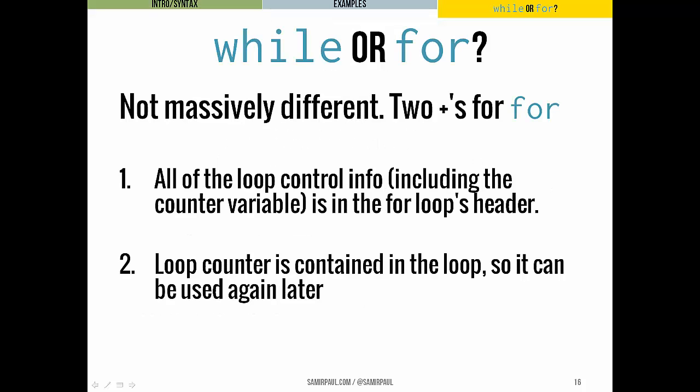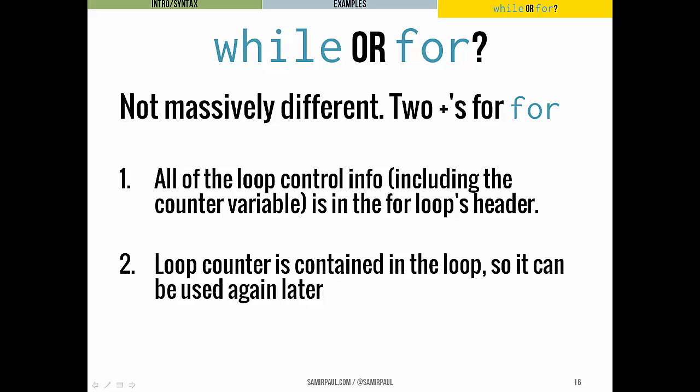Now, one question that remains is, when do I use a while loop? When do I use a for loop? All right, well, certainly if you're using a task-controlled loop, there's a good chance you want to use a while loop. But honestly, the two structures are not massively different. There are 2 advantages to for loops, particularly if you're using count-controlled loops. The first is all of the loop control info, including the counter variable that you declare, is in the for loop's header. It's all there in one place, which is kind of nice to have it all wrapped up in one little package.